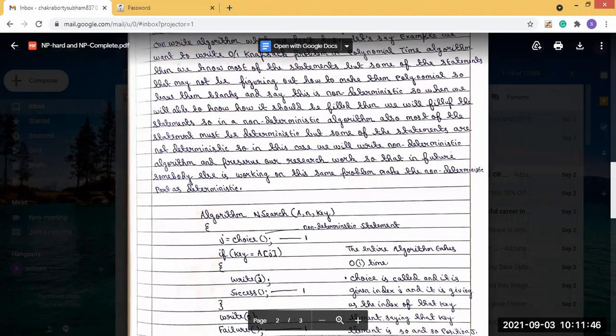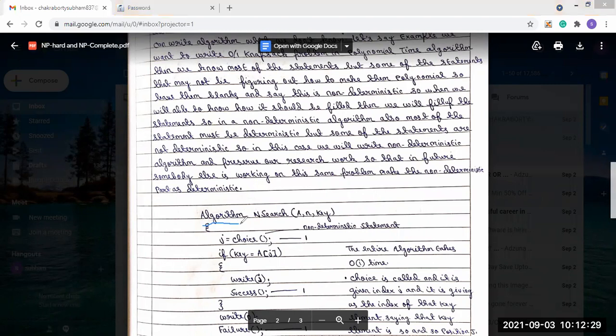Okay. So let's take an example of a searching algorithm. Till now, the fastest algorithm we have found is binary search, which takes log n time. But research is going on to find an algorithm that takes order of one time. Order of one means much faster. So for this order of one time, we write a non-deterministic algorithm.